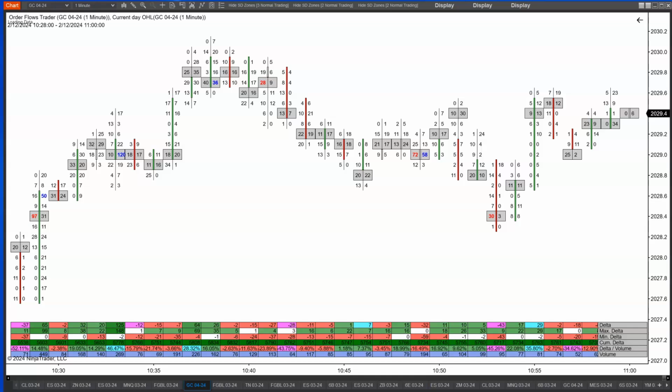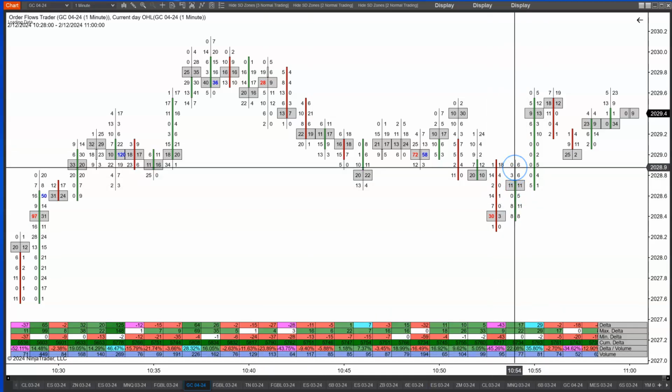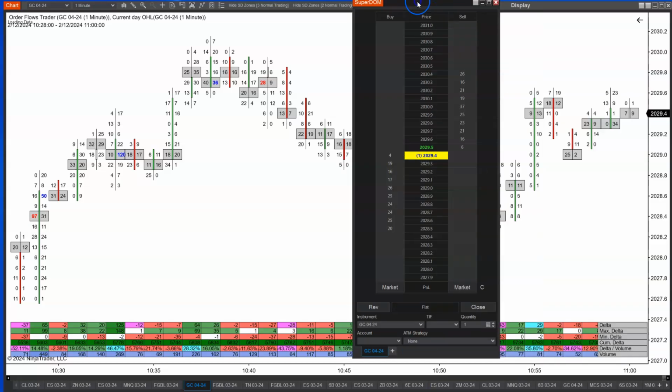I'm glad you could join me for today's video, where I'm going to be talking about how to read the order flow. What do all these numbers mean? This is an order flow footprint chart, and it shows you the quantity traded on the bid and the quantity traded on the offer at price. Now, this differs from a DOM.